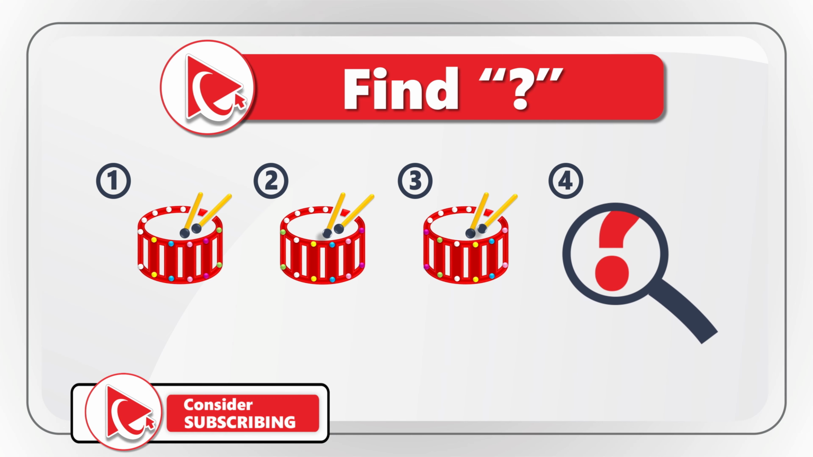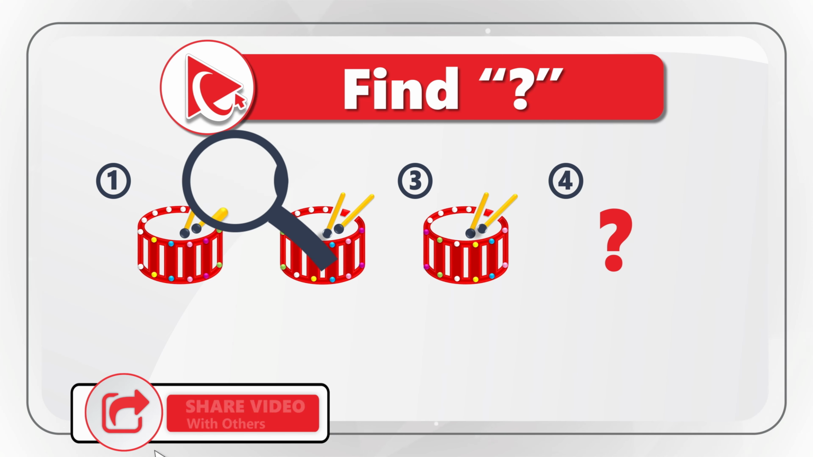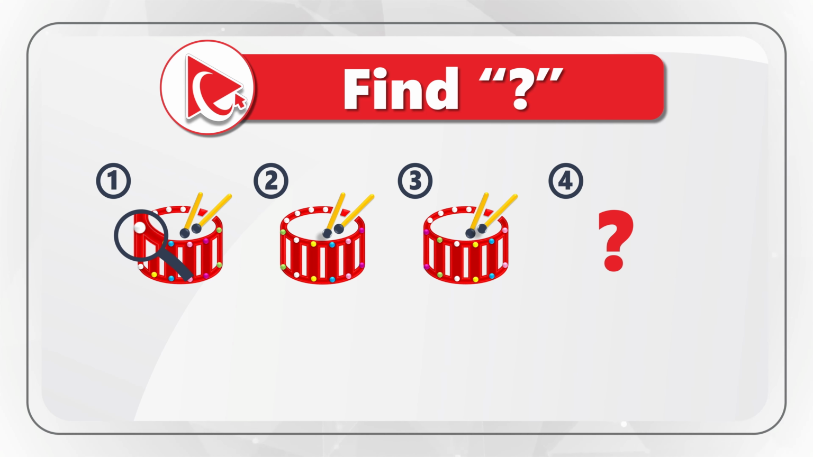Let's look closely at drum number 1. On the top of drum 1, the dotted pattern consists only of white dots, but as it continues, you see different colors. Let's follow these colors. We have white, yellow, blue, pink, purple, and green.